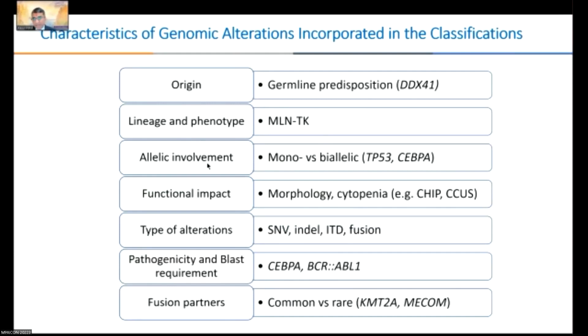It can also take into account the allelic involvement, such as in P53 or CEBP alpha, and functional impact in terms of morphology or cytopenia, such as CHIP, CCUS, or MDS. It also looks at the types of alterations, ITDs, fusions, and so on and so forth. In some situations, there is also consideration for stronger or weaker pathogenicity and the need for supporting blast or other features. And also sometimes it looks at the fusion partners. So what we are seeing overall is a recognition that not all mutations, not all genes, and not all biomarkers are equal, and we are now looking comprehensively at different domains or different characteristics of these alterations.